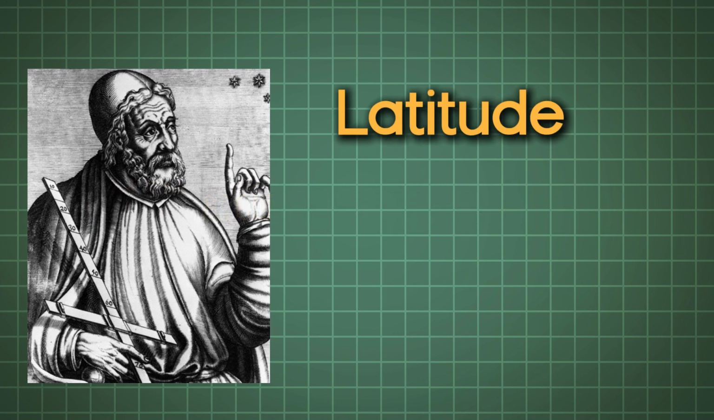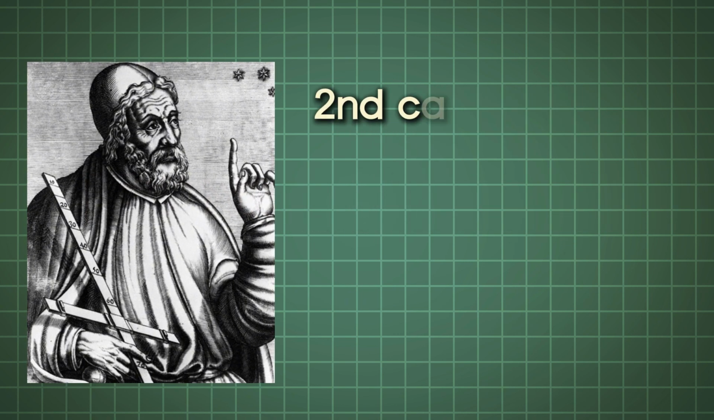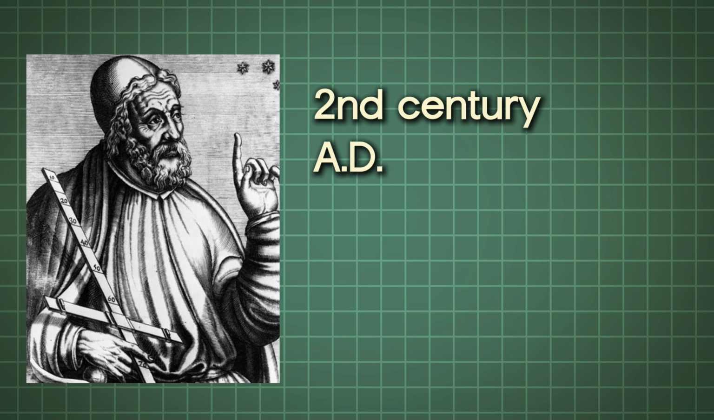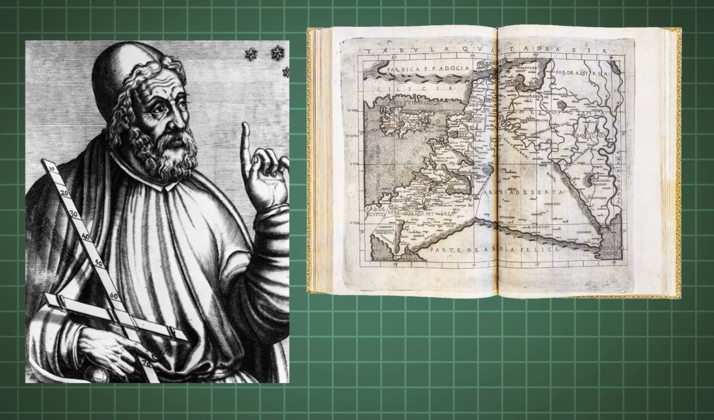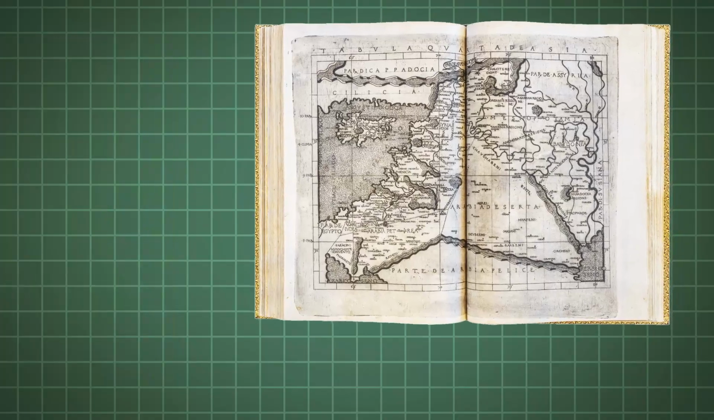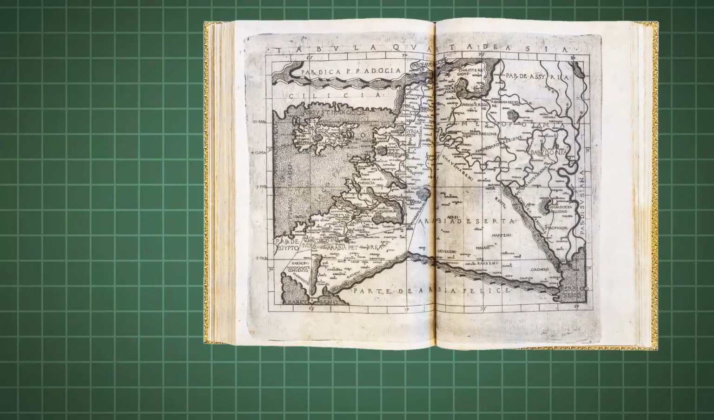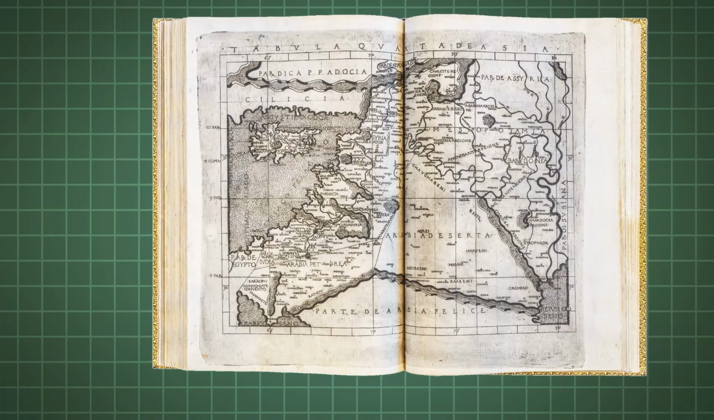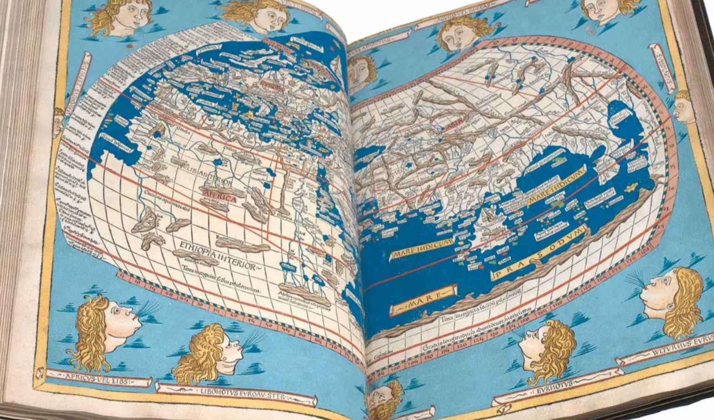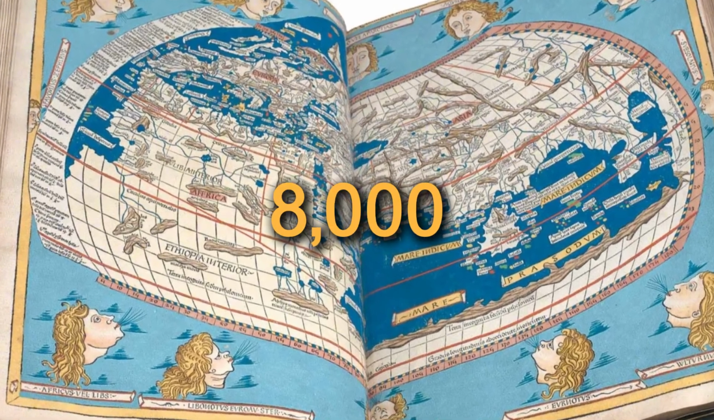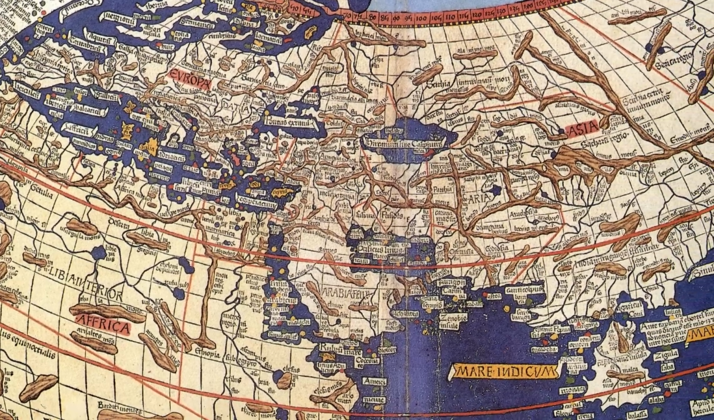Ptolemy's introduction of the latitude and longitude grid system in the 2nd century AD was a revolutionary development in cartography. This system divides the Earth into a network of imaginary lines, with latitude measuring the distance north or south of the equator and longitude measuring the distance east or west of the prime meridian. Ptolemy provided coordinates for about 8,000 locations, allowing for precise positioning on his world map.